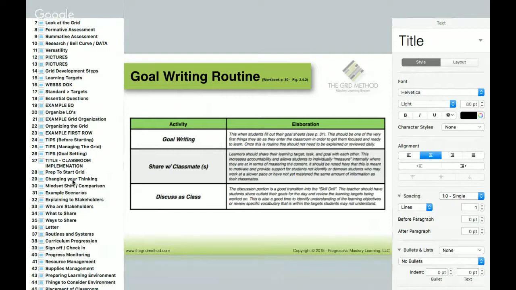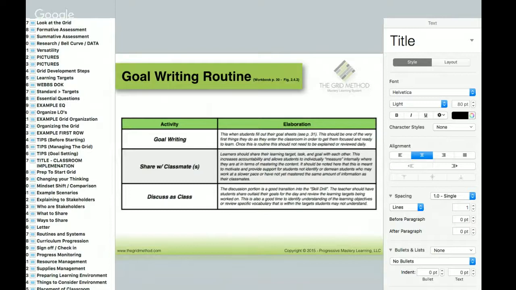So group work can absolutely be included in the grid. What I would caution you on is allowing students to independently understand some of the foundational concepts before entering them into the group, so that they can contribute to the group as individuals. So hopefully that answers Megan's question.